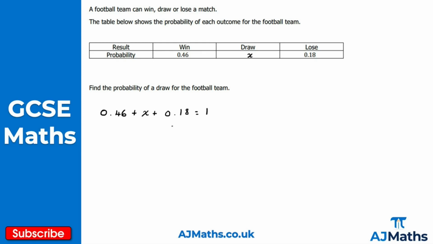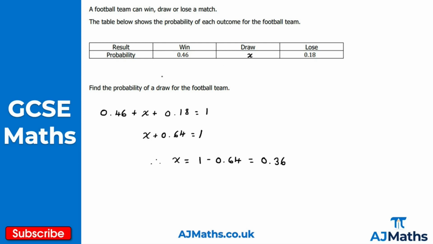If I add these together, 0.46 plus 0.18 gives me 0.64, so x plus 0.64 is equal to 1. I just want x now, so to solve this equation, we subtract 0.64 off both sides. Obviously, if the question allows you to use your calculator, then it's a lot more simple, but doing it by hand isn't too challenging, I don't think. So x is equal to 1 minus 0.64, because we're adding 0.64, to balance the equation we subtract 0.64 off both sides, and we get 0.36.